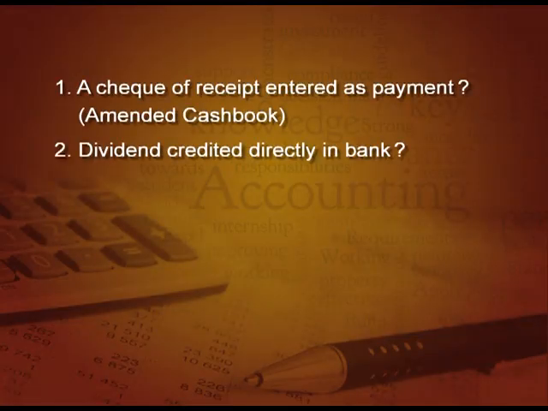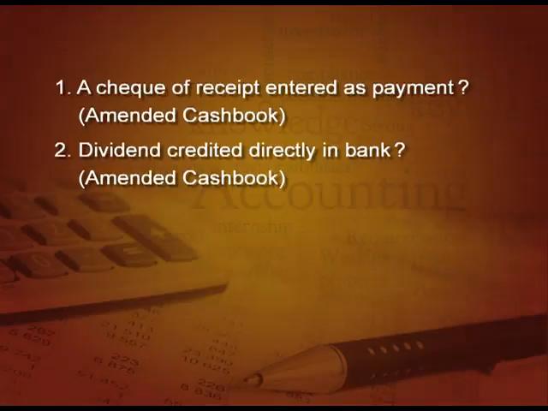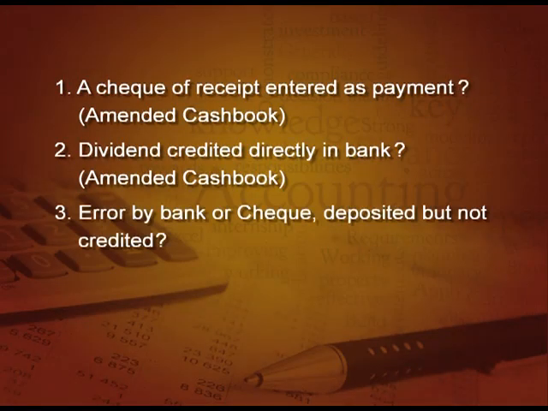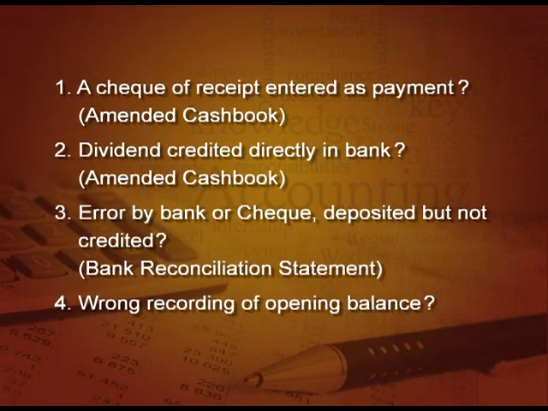Come to the second point, dividend credited directly in the bank. This is also amended cash book, because when dividend is credited in the bank passbook, so you must correct your cash book, amend it. Next point, errors by bank or check deposited but not credited. This is clearly a bank reconciliation statement entry, because nothing for an accountant. Next point, wrong recording of opening balance, where it will go? Clearly amended cash book, because you are writing a wrong balance, so it will go to amended cash book.